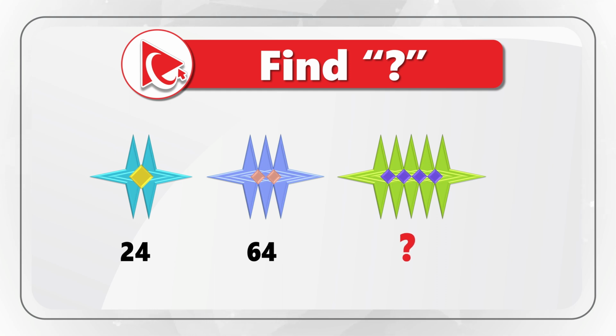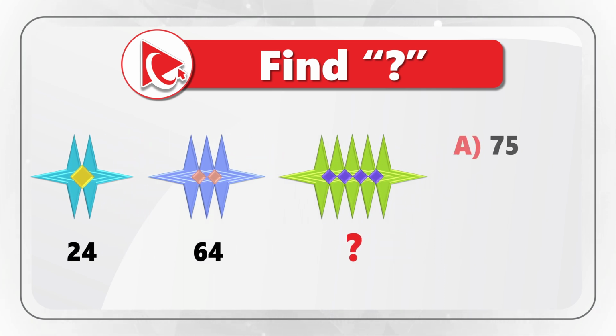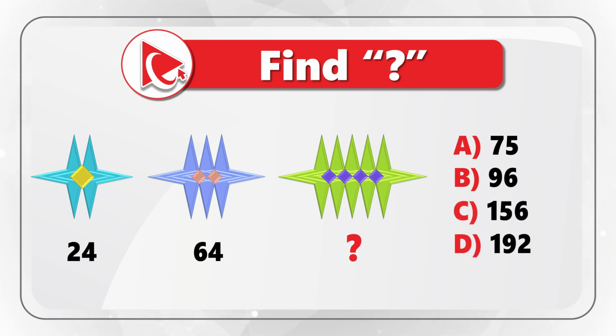The first set has a number 24, second set has a number 64, and the third set has a missing number represented by the question mark, which you need to calculate and select out of 4 possible choices. Choice A, 75, choice B, 96, choice C, 156, and last but not least, choice D, 192. Take a close look to see if you can answer the question.